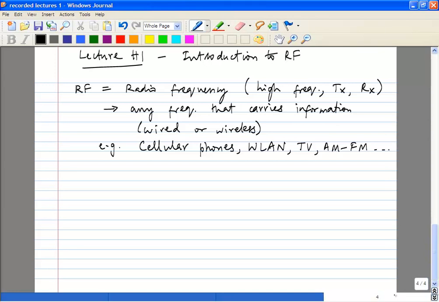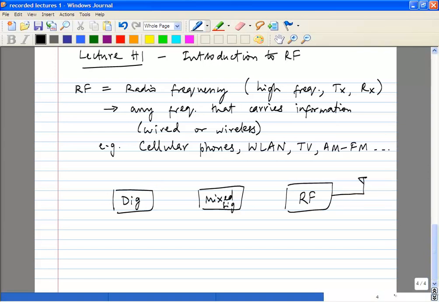If you look at modern systems, you have three major portions. You have the digital portion, you have the mixed signal portion, and you have the RF portion. And the RF portion directly interfaces with the antenna. So if you see the way data flows in the system, the digital system interfaces with the mixed signal or analog system. The mixed signal system interfaces with the RF system, and the RF system interfaces with the antenna. So this is the flow of data.